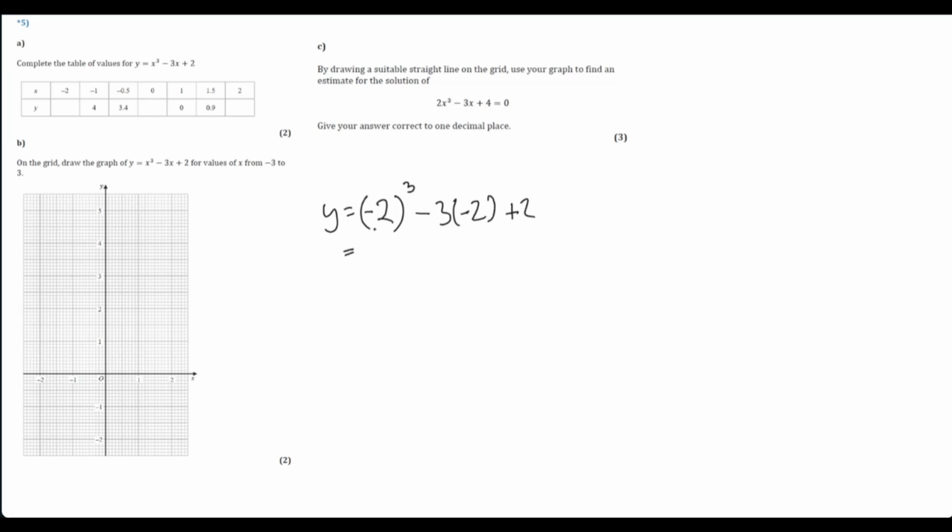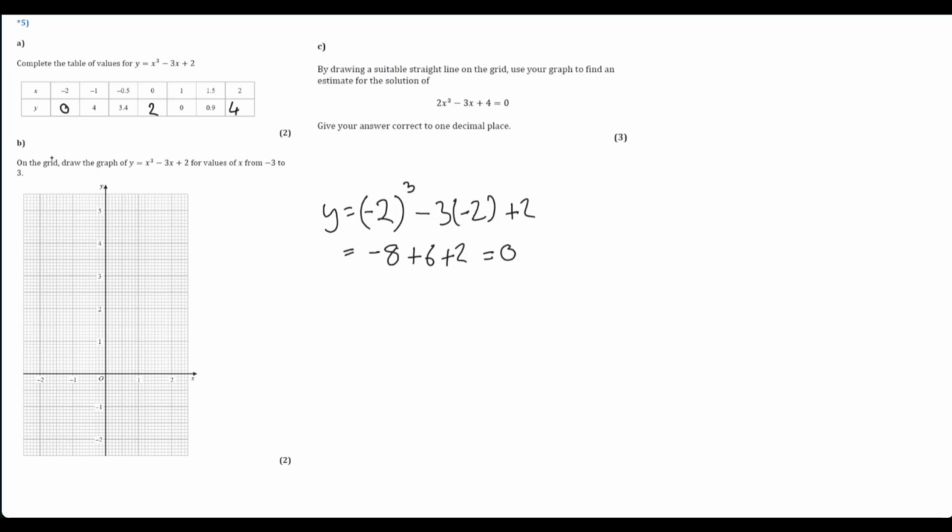Okay, so yes, you can use a calculator, but I'm just not going to bother here. So this is going to be -8, -3 times -2 is +6, then +2. This becomes 0. So you just do the same with all the other values, and what you do is you get 0, 2, and lastly 4.